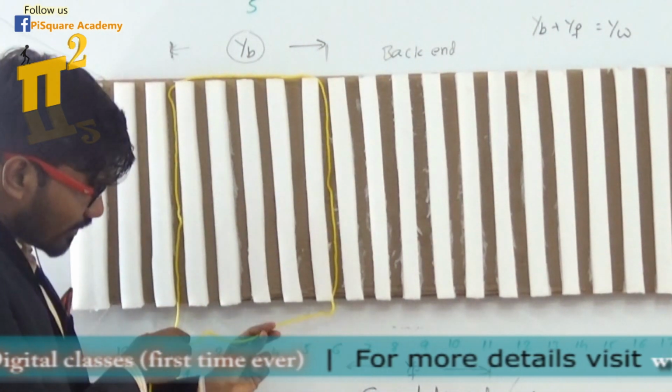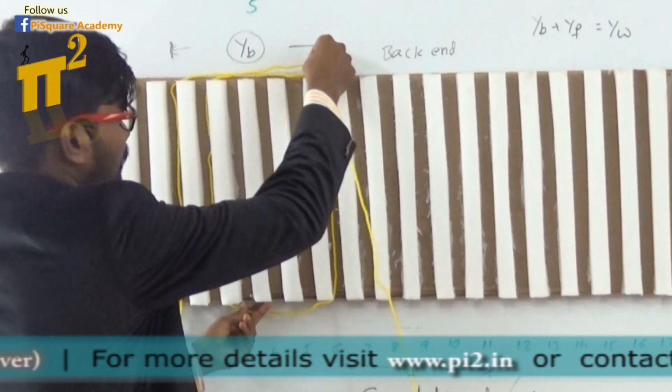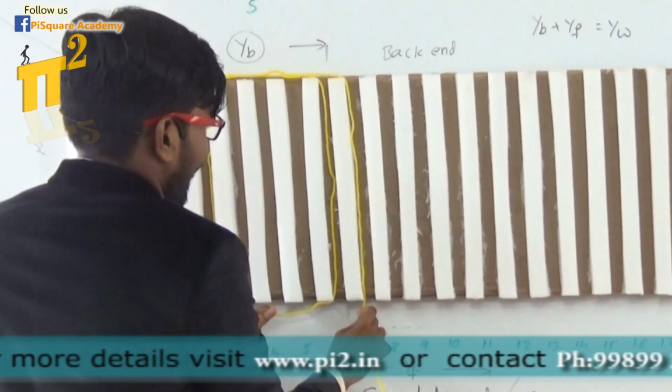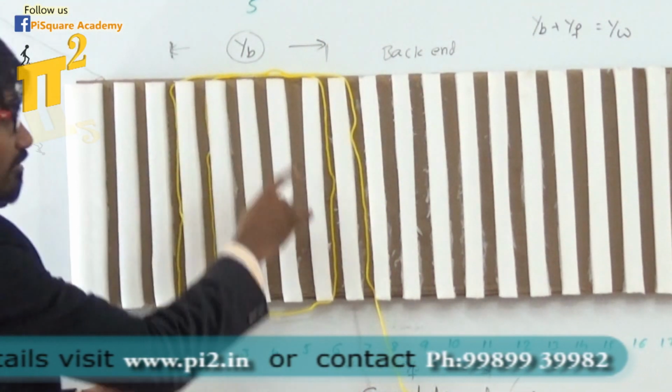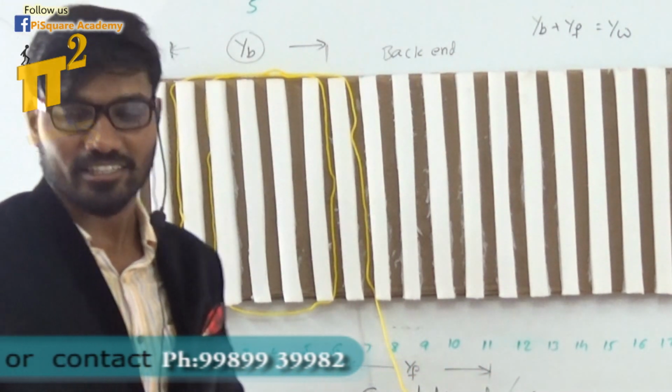I'm connecting this to the commutator segment and it has gone like this. It means the second coil is overlapped onto the first coil. Hence we'll call it lap winding.